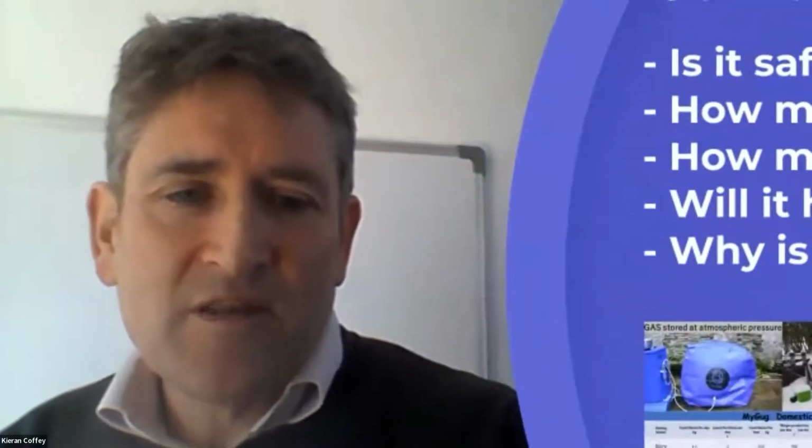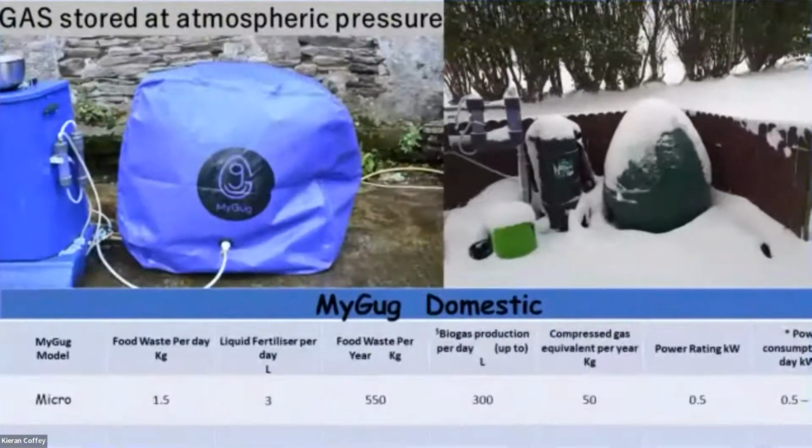Now the unit, the gas is fed into a biogas bag, and the biogas bag is at atmospheric pressure, so there's no danger of that gas leaking into your house. Like when you have a gas cylinder, it's under enormous pressure. So if you have a leak in your house, the pressure in the cylinder will force the gas into your house. That will not happen with a domestic scale anaerobic digester.